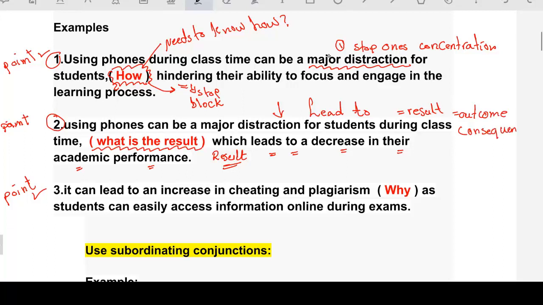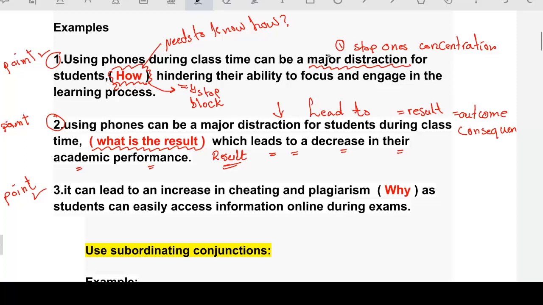Okay? So now we told him what will happen. Ask yourself, what will happen if I tell the reader this point? If I tell the reader that using phones can be a major distraction for the students in the class, what is the result that follows this point? The result is that the academic performance of the students will be depleted or decreased. Point number 2 is clear.